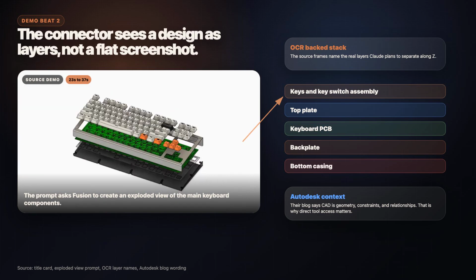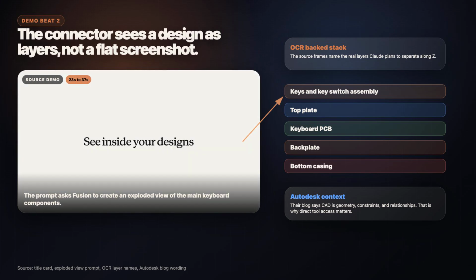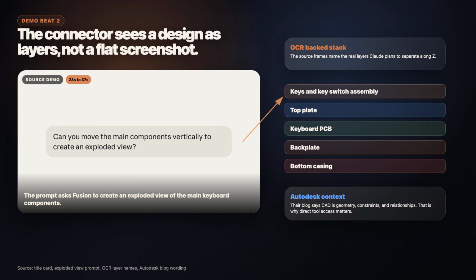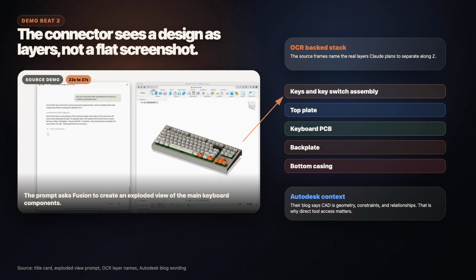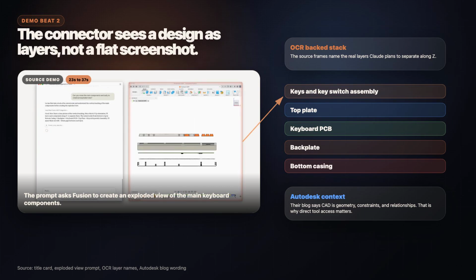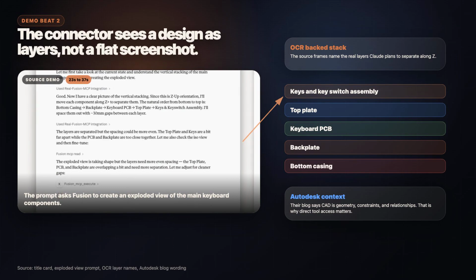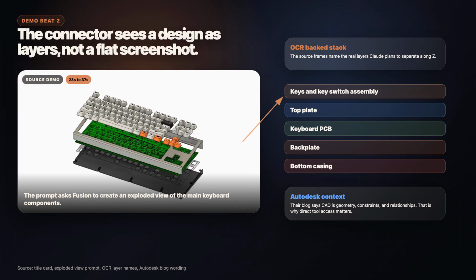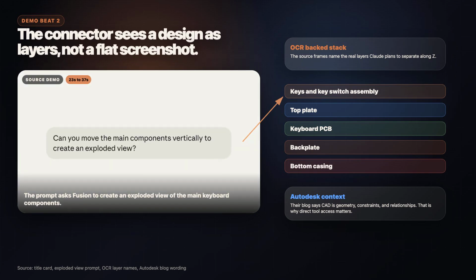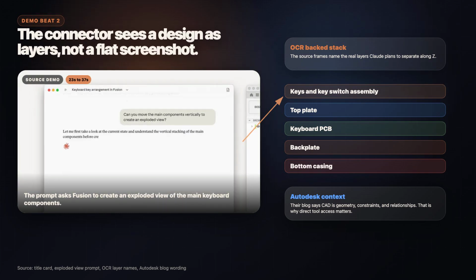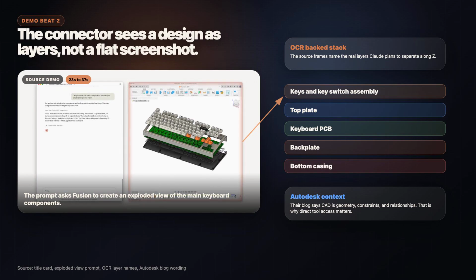This matters because CAD work is not flat text. It has layers, reference frames, constraints, coordinate spaces, and part relationships. Autodesk's blog says the same thing directly. Design work is built on geometry, constraints, and relationships. If Claude can inspect those relationships and ask Fusion to move real components, then the agent becomes part of the design workflow instead of a side chat window.